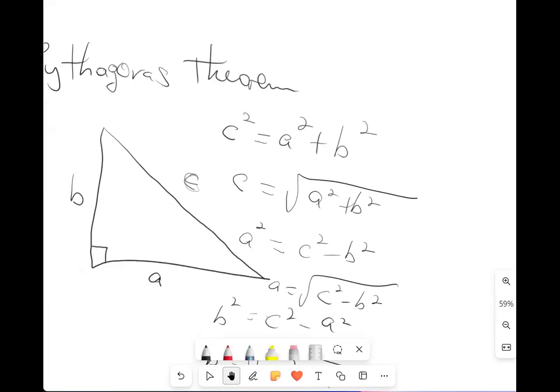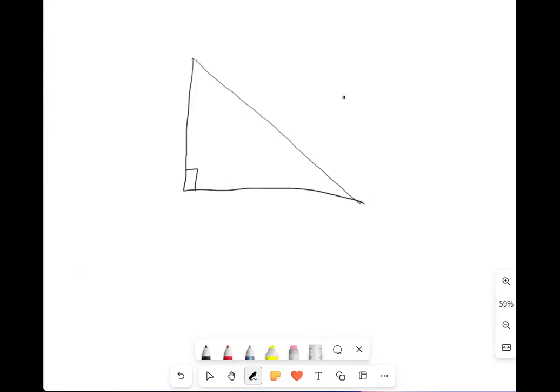So if we're to do an example or two of it, let's say you have a triangle, and let's say this side is 3 and this side is 4, and you want to find this side. According to the theorem, C is equal to the square root of 4 square plus 3 square, which is equal to the square root of 25, which is 5.